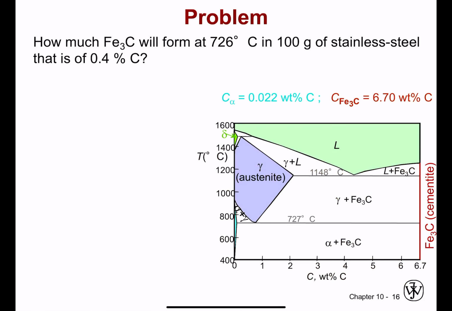Good. So let's end with just a problem. Let's see if we can determine how much of this cementite would form at 726 degrees C in 100 grams of this stainless steel that is about 0.4% carbon. So use various tie lines that you know how to use to help answer this question. Try to determine in grams how much of this stuff will form out of 100 grams of this iron-carbon system at the temperature condition described.